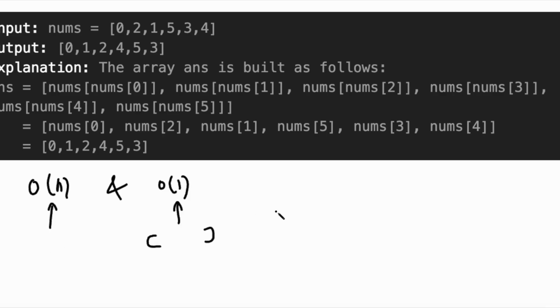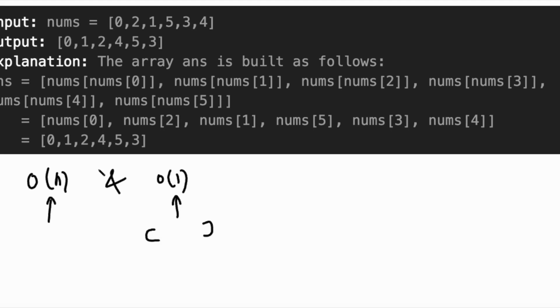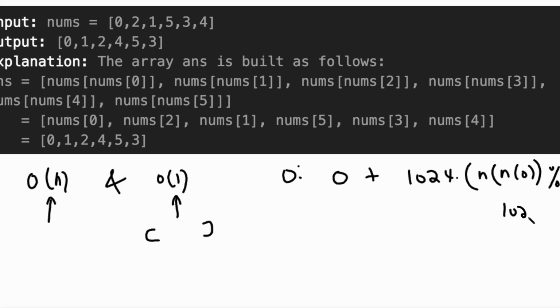Well, what does divide and modulo do? Well, actually, what does divide and multiply do? Divide and multiply cancel each other out. So perhaps we can store information within each array index by adding multiples of each other and taking the modulo of it. What I mean by this is, consider 0. Let's do 0 plus 1024 times n of 0 modulo 1024.